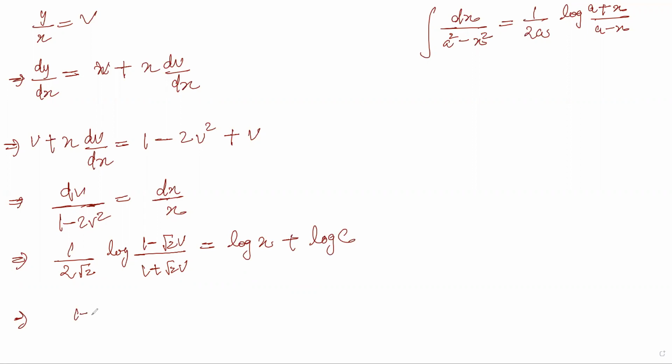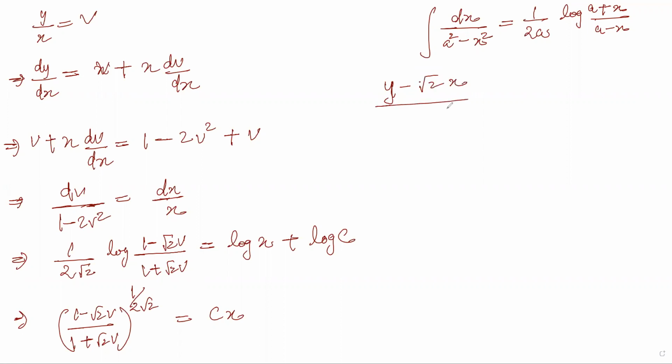So this is nothing but 1 minus root 2v divided by 1 plus root 2v to the whole power 1 by 2 root 2 is equal to cx. This v can be replaced, so this will become y minus root 2x divided by y plus root 2x to the whole power 1 by 2 root 2 is equal to cx. We could have written it in another form as well.